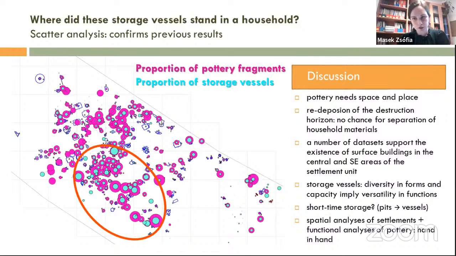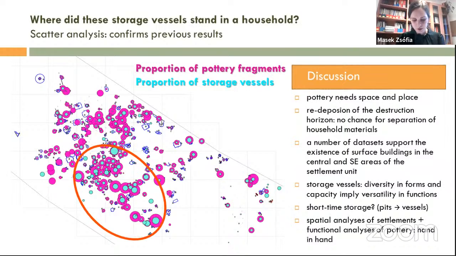And to the discussion: in the settlement, a redeposition of the settlement material could be demonstrated. Therefore, there is no chance for separation of individual household materials. In spite of this, it is worth working with spatial analysis. Moreover, I think that spatial analysis and functional analysis of pottery should go hand in hand for a better understanding of the sites. Pottery needs space and regularly used places in the household.